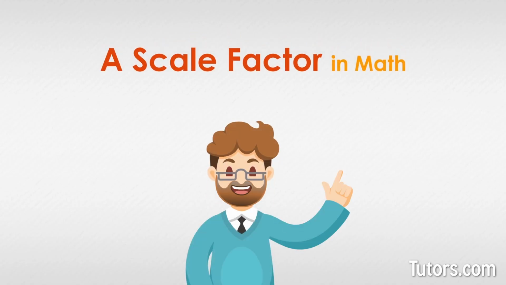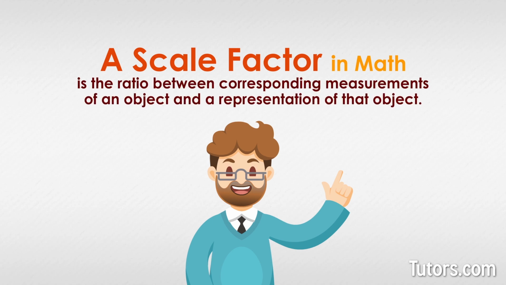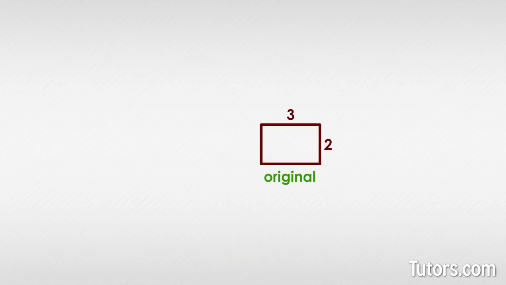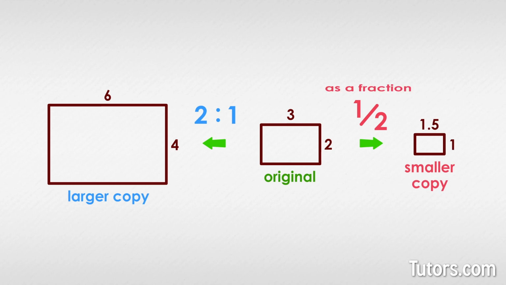A scale factor in math is the ratio between corresponding measurements of an object and a representation of that object. If the scale factor is a whole number, the copy will be larger. If the scale factor is a fraction, the copy will be smaller. A scale factor ratio can be expressed as a fraction or with a colon.